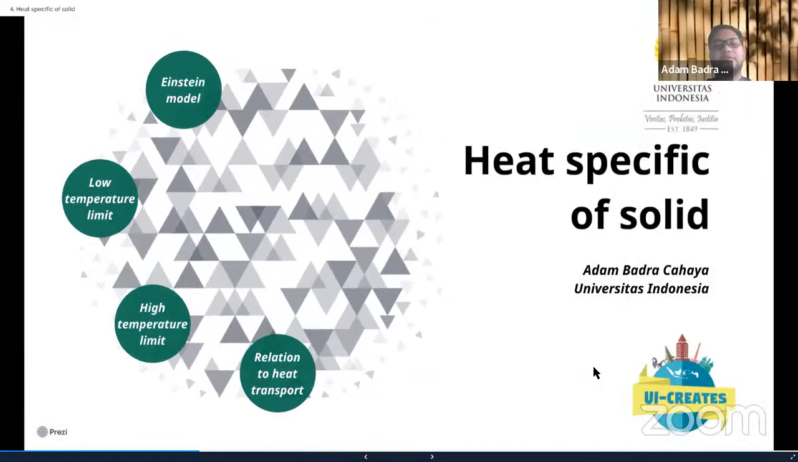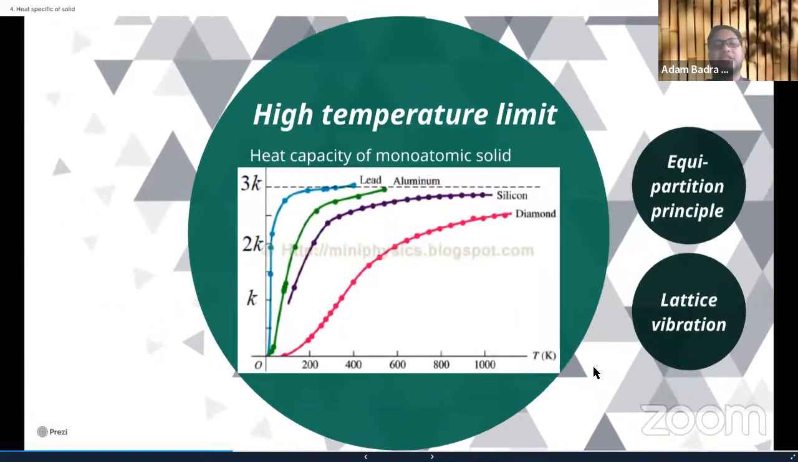Now we will study the specific heat of solids in light of not only the electron but also the contribution from the lattice, from the proton. This is the experimental data of some materials: lead, aluminum, silicon, diamond. They are all solids, and this is the value of their heat capacity. These are monatomic solids, solids made of one pure element. They have this kind of behavior.